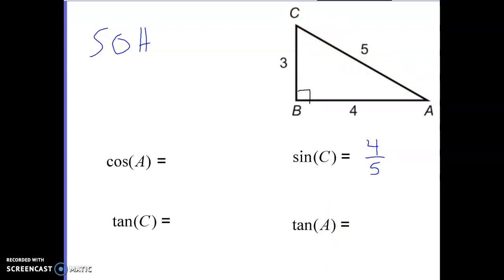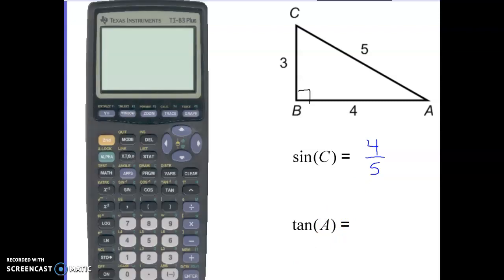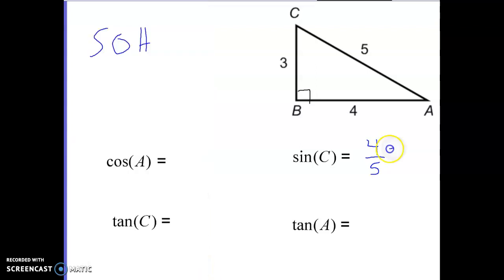Okay, so the directions might say to give a fraction, or it might say to give a decimal. So if it says to give a decimal, you'll just type it in your calculator. 4 divided by 5 equals. And so the answer to that one would be 0.8. Then that's what you would type into the computer if it asks you for a decimal.